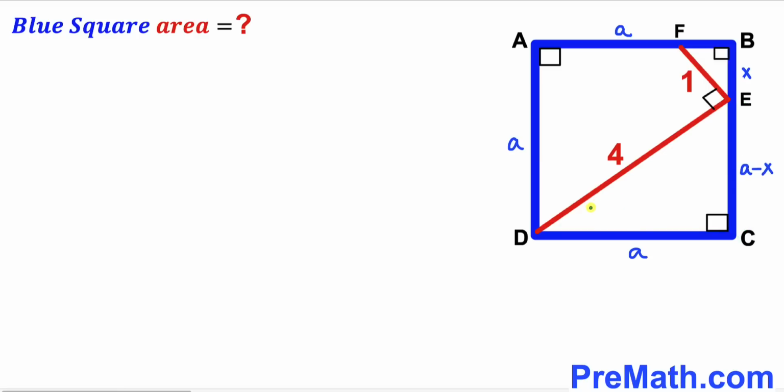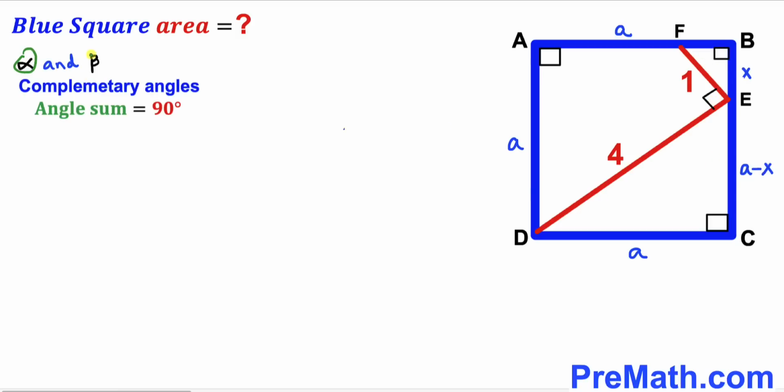Here's our next step. Now we are going to focus on these two right triangles: right triangle CDE and right triangle EBF. Let's assume that alpha and beta are two complementary angles. In other words, the sum alpha plus beta must be equal to 90 degrees. Now let's assume that this angle is our angle alpha. We know this is our 90-degree angle. So therefore, in triangle CDE, this angle has got to be our angle beta.